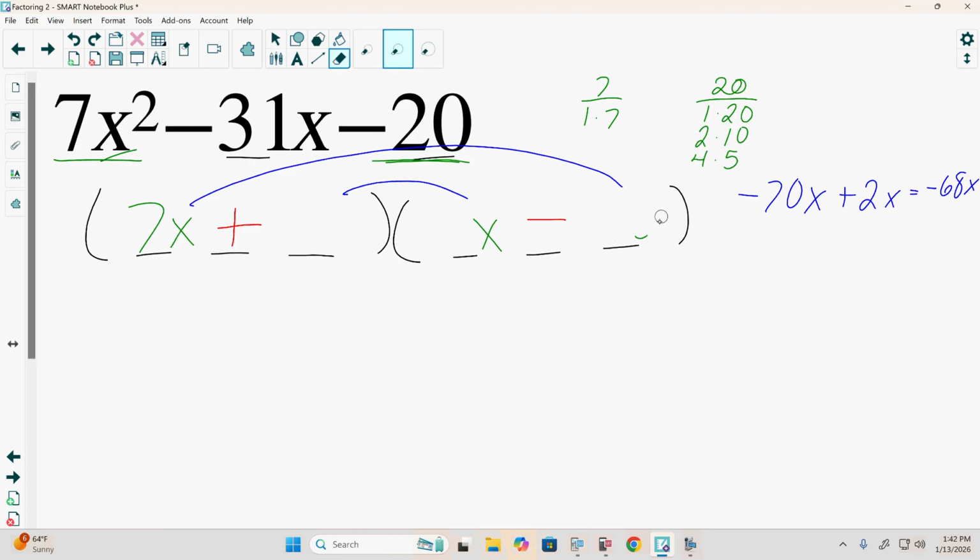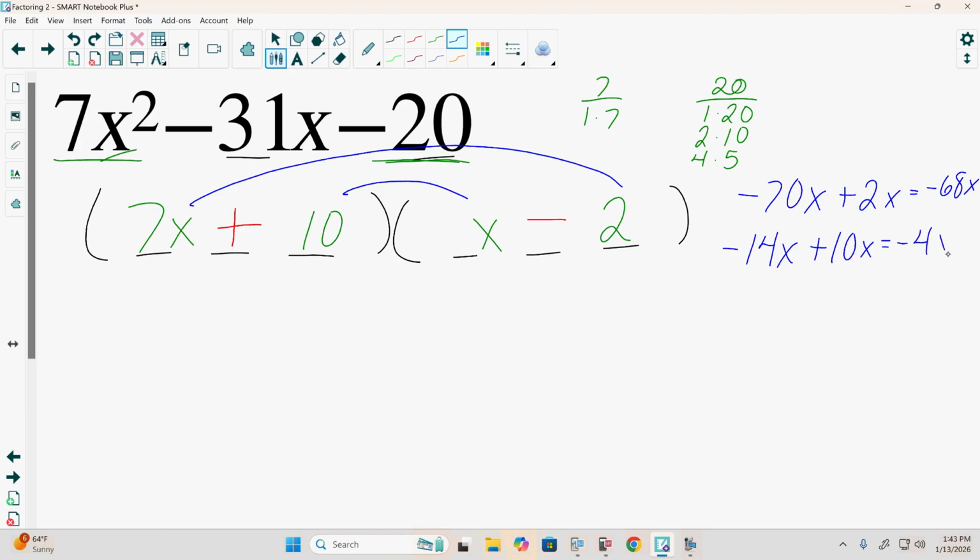So the first thing we can do is switch the 10 and 2. And we can try this again. 7x times negative 2, 7 times negative 2 would be negative 14x. Positive 10 times positive x would be plus 10x. And negative 14x plus 10x, negative 14 plus 10, would give us negative 4x. Is that the middle term we wanted? No. So what can we switch to?